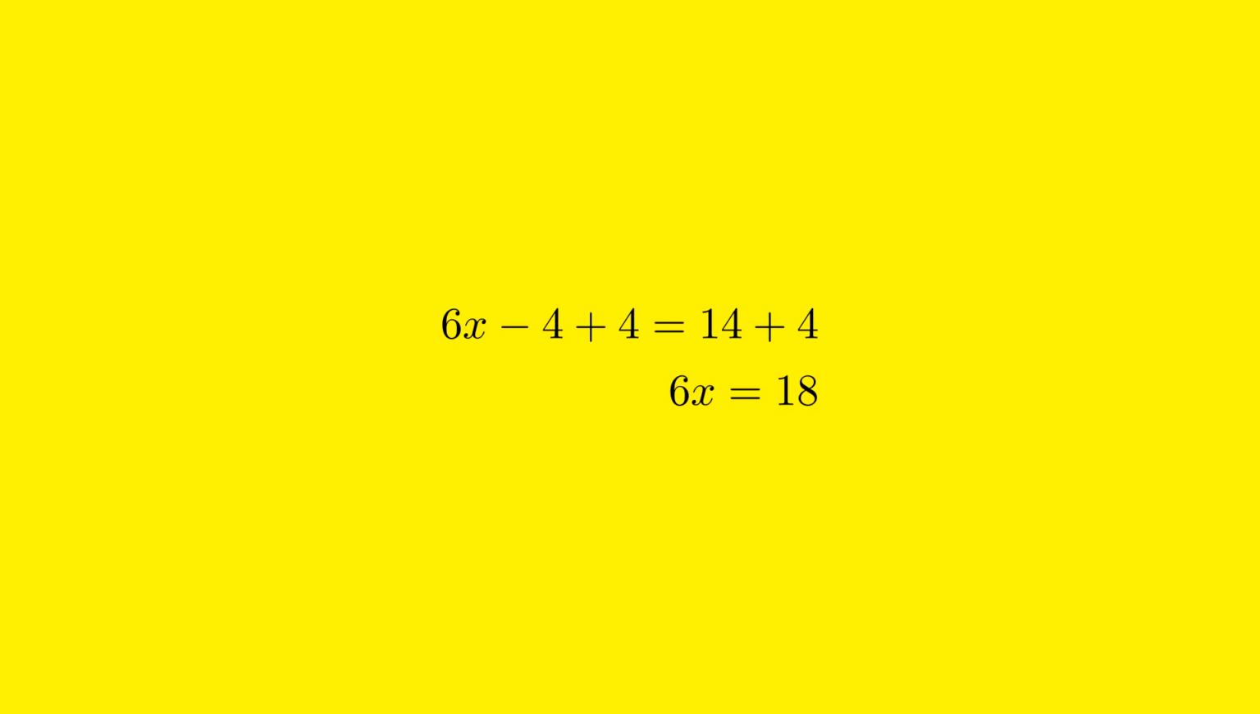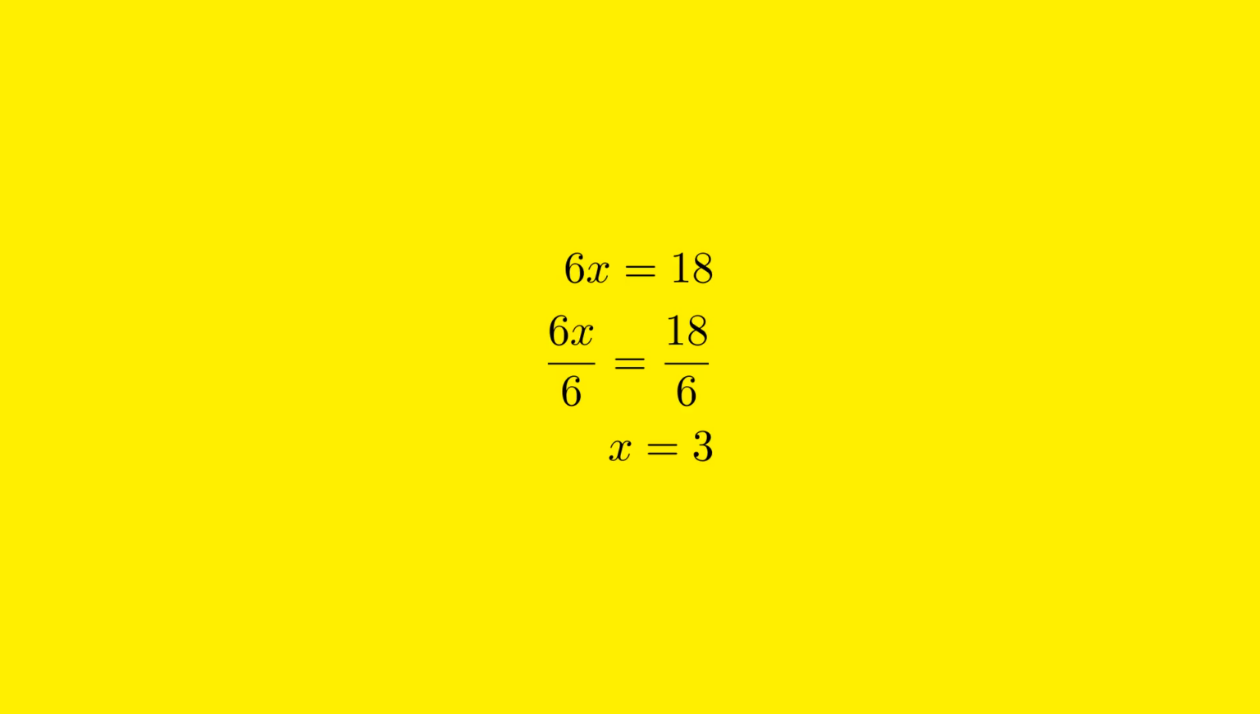In this step, the original equation, 6x minus 4 equals 14, has been transformed to 6x equals 18 by adding 4 to both sides. The reason is that we need to isolate the term with the variable to proceed with solving for x. This completes the first step.